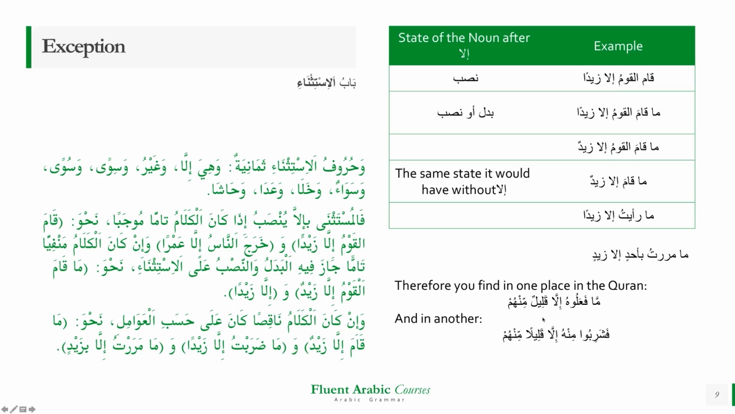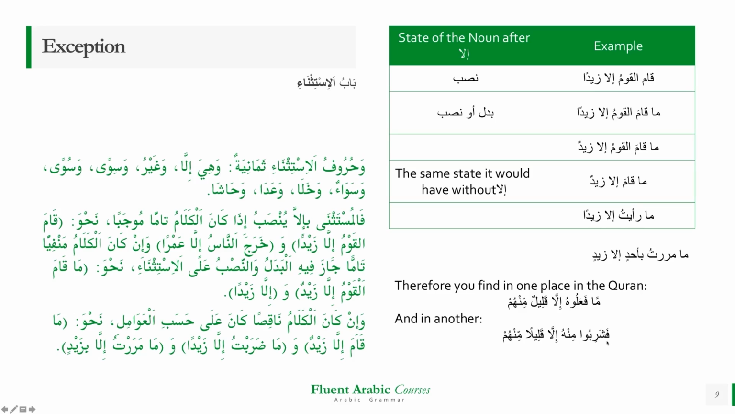Now let's apply these rules to the ayat in the Quran. In one place Allah Azza wa Jal says ما فعلوه إلا قليل منهم. Here قليل is in the state of rafa because it is a badal upon the ha. The ha here, which is a subject, is in the state of rafa. So qalilun is also in the state of rafa.